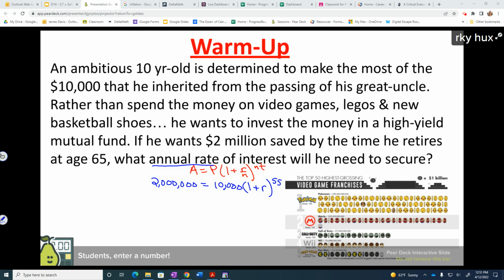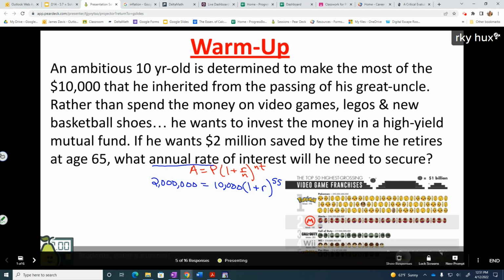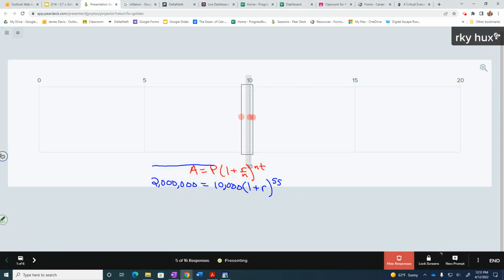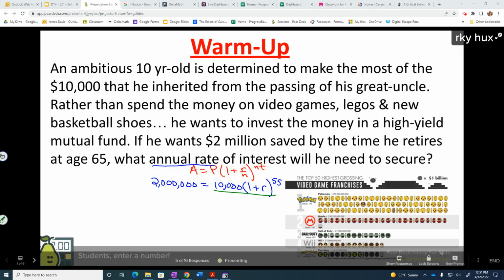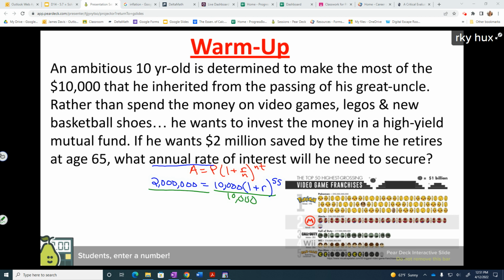So this ends up working similar to what we were doing yesterday, except once we get the parentheses by itself, it looks a little different. The first step is the same as yesterday, and I think we got this right. Yeah, right around 10%. First thing we're going to do is divide both sides by our 10,000. When you divide with big numbers, a little shortcut you can do is just cross out the zeros. So you actually end up with 200 divided by 1, which is just 200. So 200 equals 1 plus R to the 55th power.